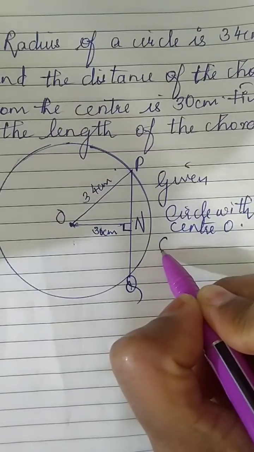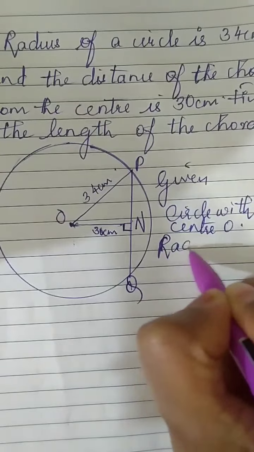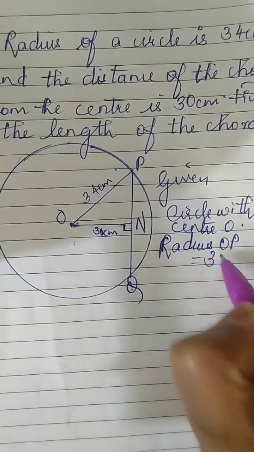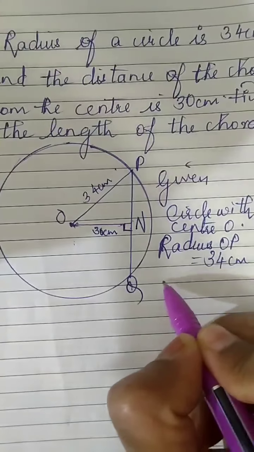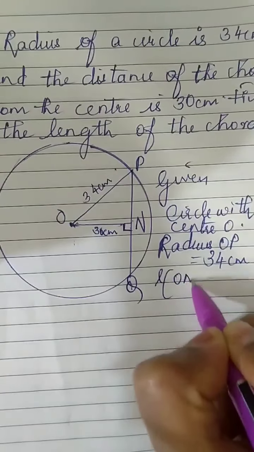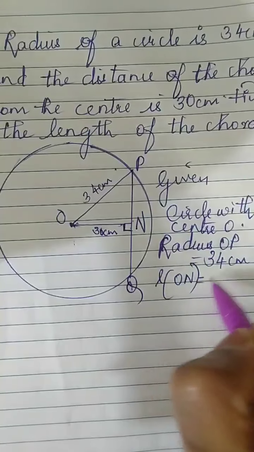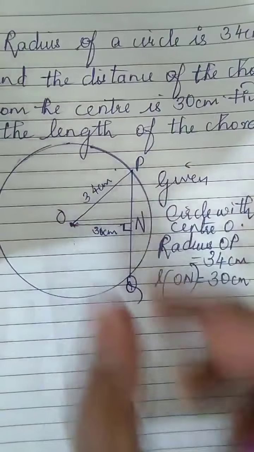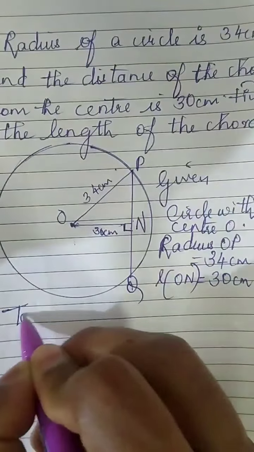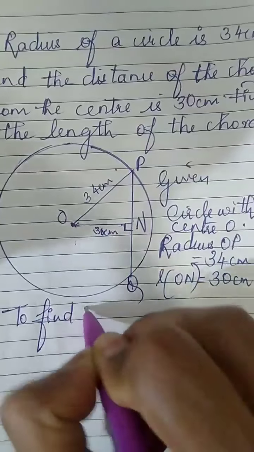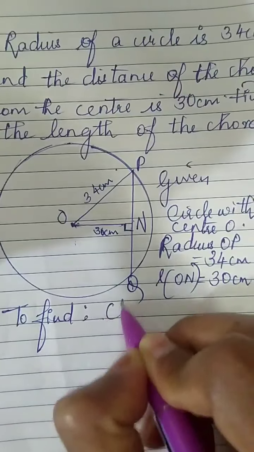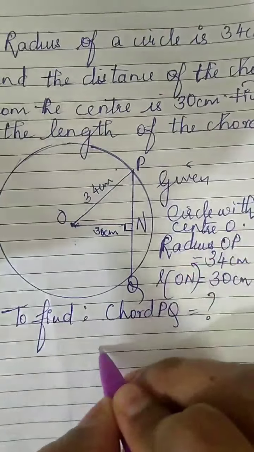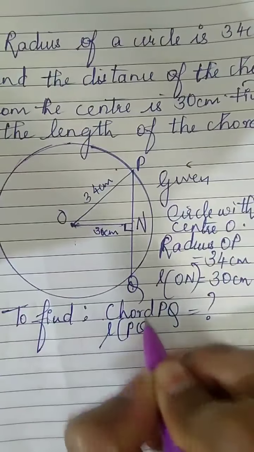Then chord AB we don't know. We know about the radius. Radius OP is equal to 34 centimeter. Then you will write length of ON, or you can write segment ON anyway, is equal to 30 centimeter. Chord from the center distance is 30 centimeter. Then you will write to find what is to be found, length of chord. Chord PQ is equal to question mark, or you can write length of PQ is equal to question mark.